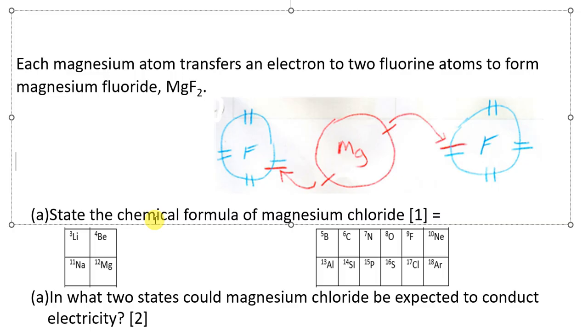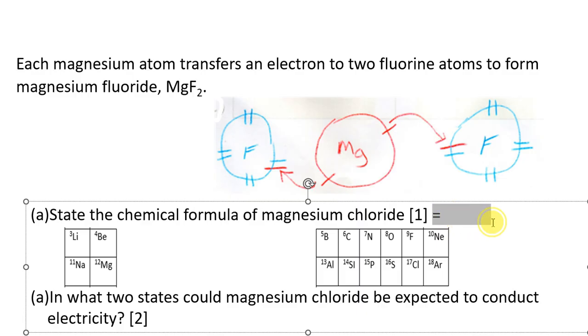Quick question. State the chemical formula of magnesium chloride. Now in our example, we looked at magnesium and fluorine. In the question, we're going to be looking at magnesium combining with chlorine. See how the name of the compound magnesium chloride gives away what's in there. Magnesium still in group 2. Chlorine, like fluorine, is in group 7. Chlorine atoms, like the fluorine atoms, needed to gain 1 electron. My formula will now be MgCl2.